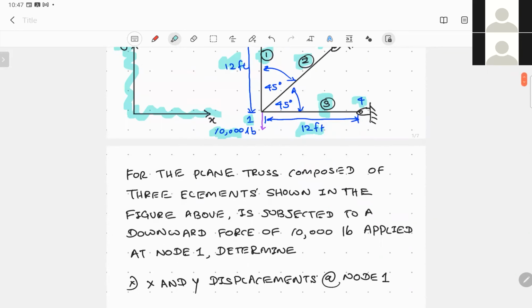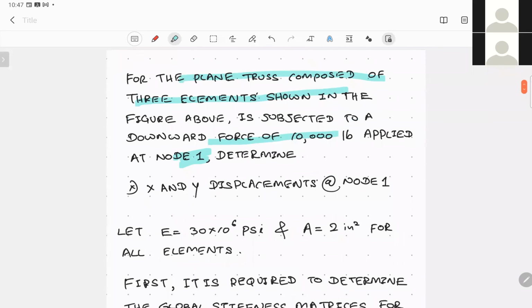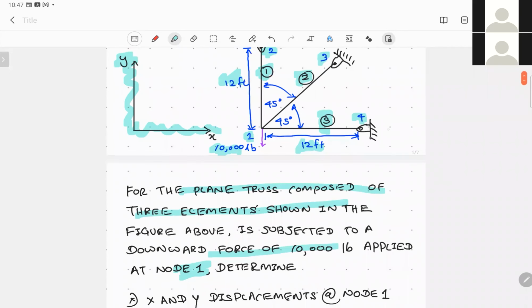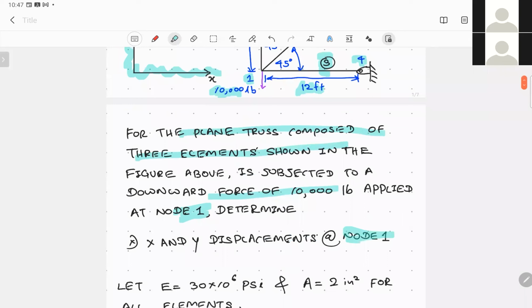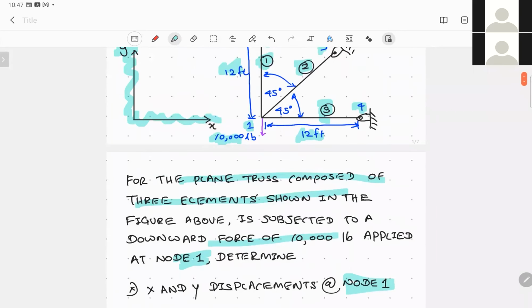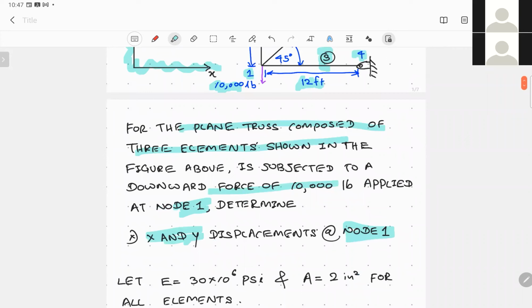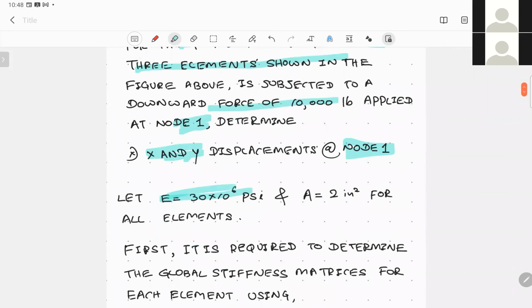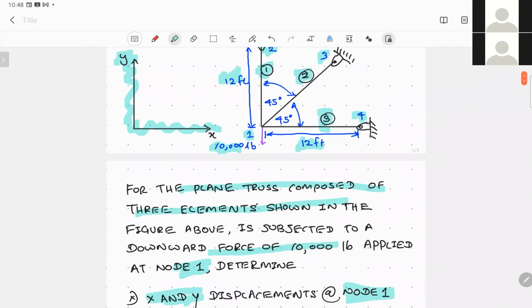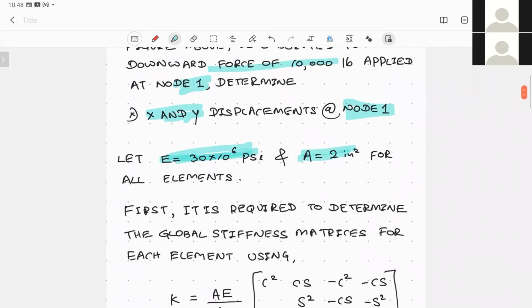What is your task now? For the plane truss consisting of 3 elements, which is subjected to a force of 10,000 pounds applied at node 1, you are supposed to find the displacement at node 1 in the x and y direction, of course, in the global coordinate system. And let us assume that E, A, and L, the material properties as well as the geometric properties for the truss, are given.